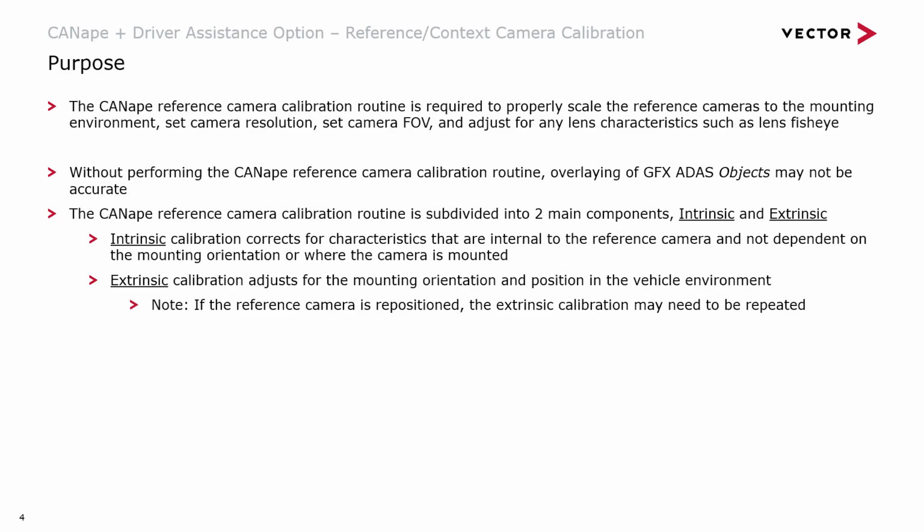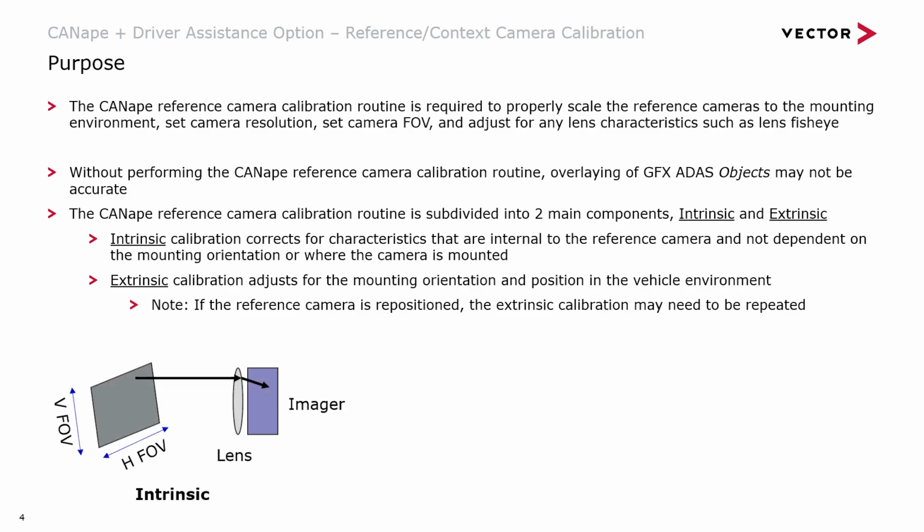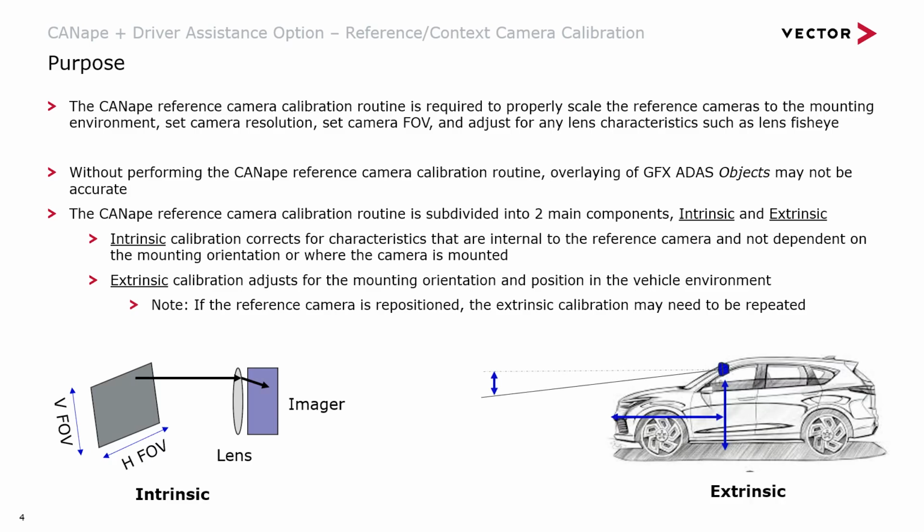The CANape reference camera calibration is subdivided into two main and independent components, intrinsic and extrinsic. Intrinsic calibration corrects for characteristics that are internal to the reference camera. The extrinsic calibration adjusts for the mounting orientation and relative position of the reference camera in the vehicle environment. It is important to understand that if the reference camera's mounting position or orientation is changed after the calibration procedure is executed, the calibration procedure may need to be performed again.